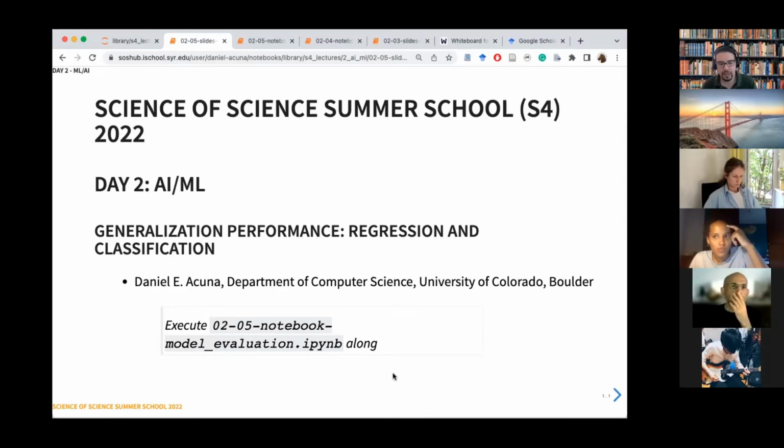So now I'm going to review a very important concept in machine learning, which is this idea of generalization performance, and which leads into underfitting and overfitting. I'm going to use scikit-learn to explain those concepts, and it will also be an introduction to scikit-learn, which is the package that runs many different machine learning techniques.